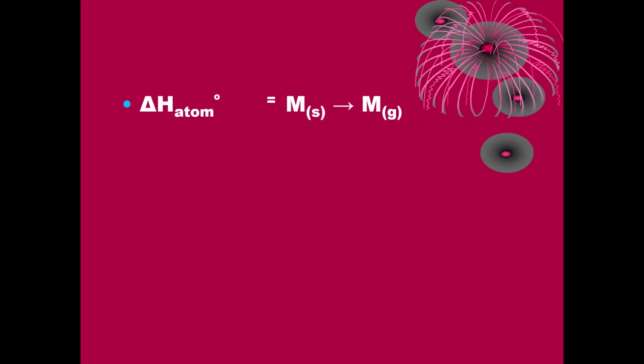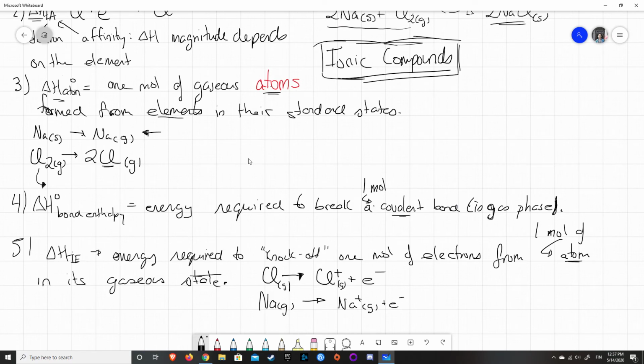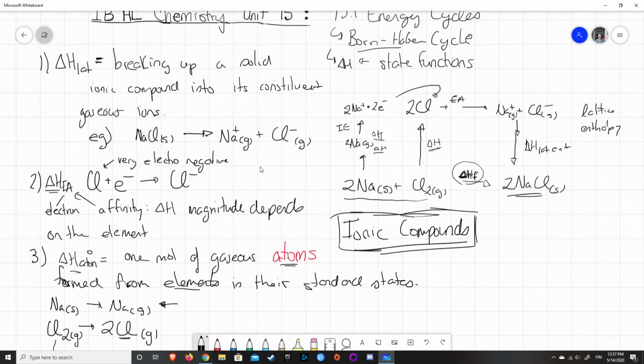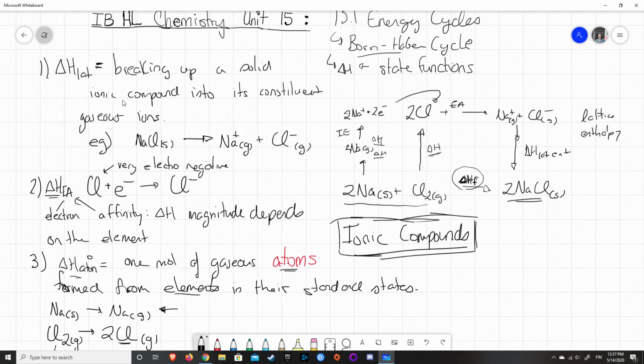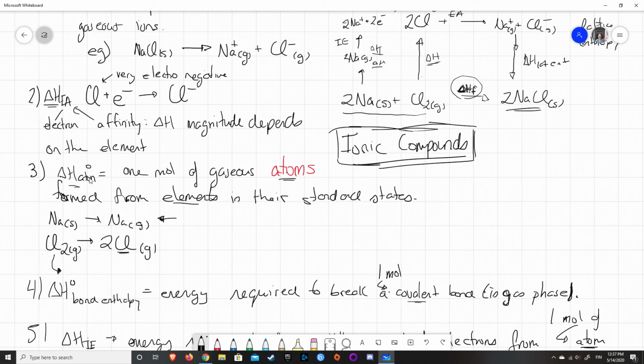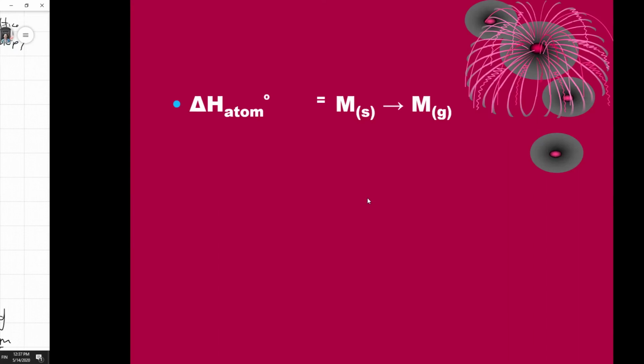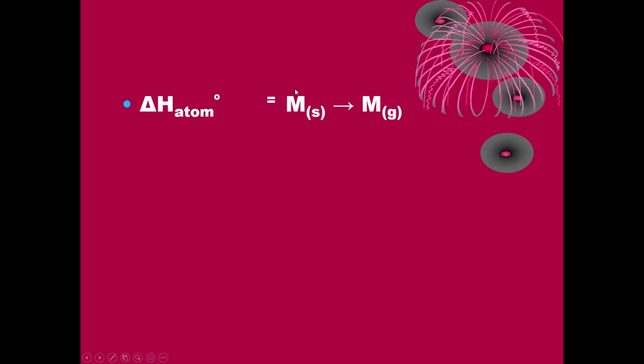And that might be the last one. Let's see. Okay, so this is just how to represent them. So delta H of atomization, if we go back to our other sheet, right up here at the top, breaking up a solid ionic compound into its constituent gaseous ions. Oh, that's the last thing. Sorry, atomization. There we go. One mole of gaseous atoms formed from elements in their standard states. So if we had a solid in the standard state, we change it into the gas phase.